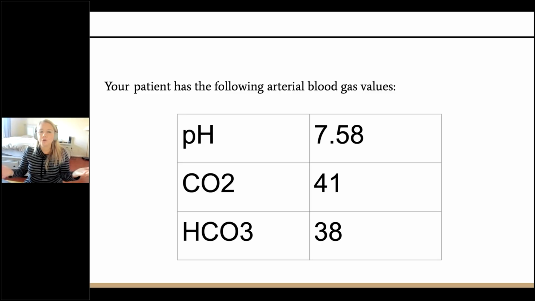Good job. It's alkalotic. Absolutely. It's greater than 7.45. It's a high number. Those are our alkalosis. This is an alkalotic pH. Now we have to figure out, what is the culprit? Did our CO2 cause this, or did our bicarb cause this? Is this metabolic or respiratory?